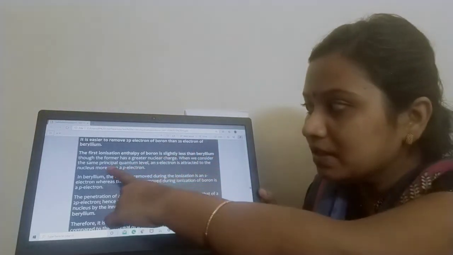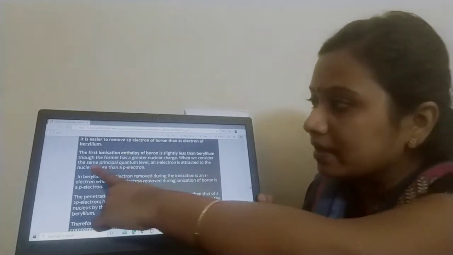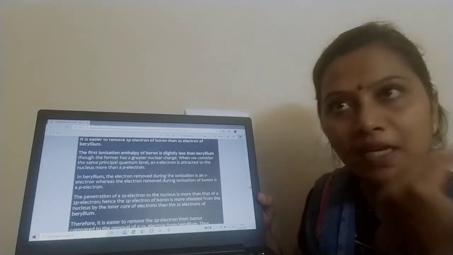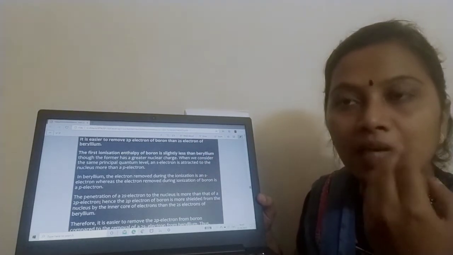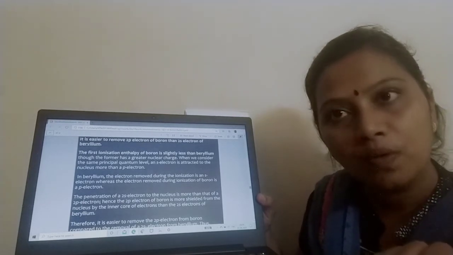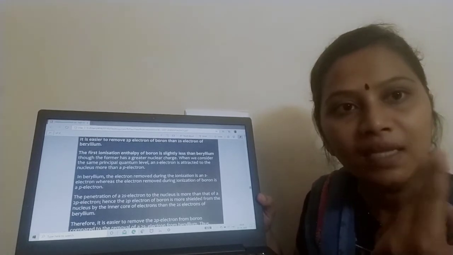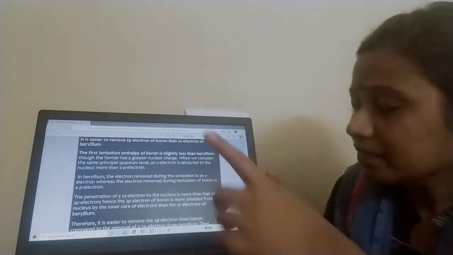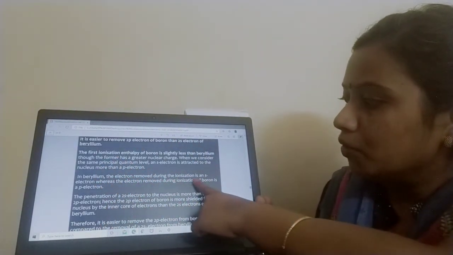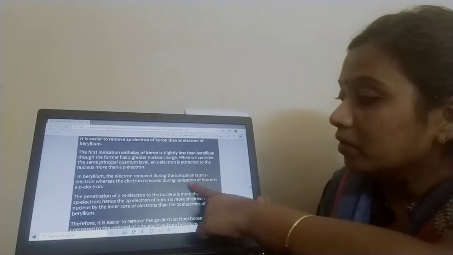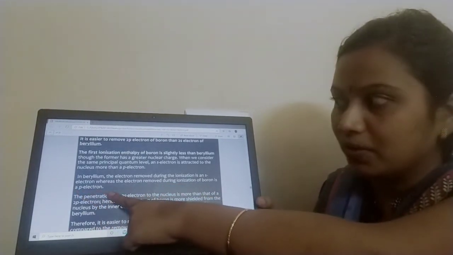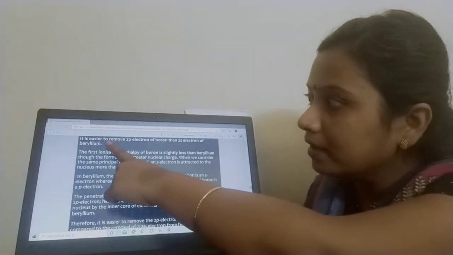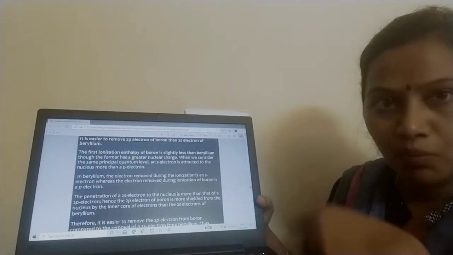When you consider the principal quantum number, an s electron is attracted towards the nucleus more than a p electron. This is a fact which we have seen. S is very close to the nucleus, so it is attracted more towards the nucleus. When you compare p and d, p is attracted towards the nucleus more than d. And between d and f, d is attracted towards the nucleus more than f. In beryllium, the electron removed during ionization is an s electron, while the electron removed during ionization of boron is a p electron.